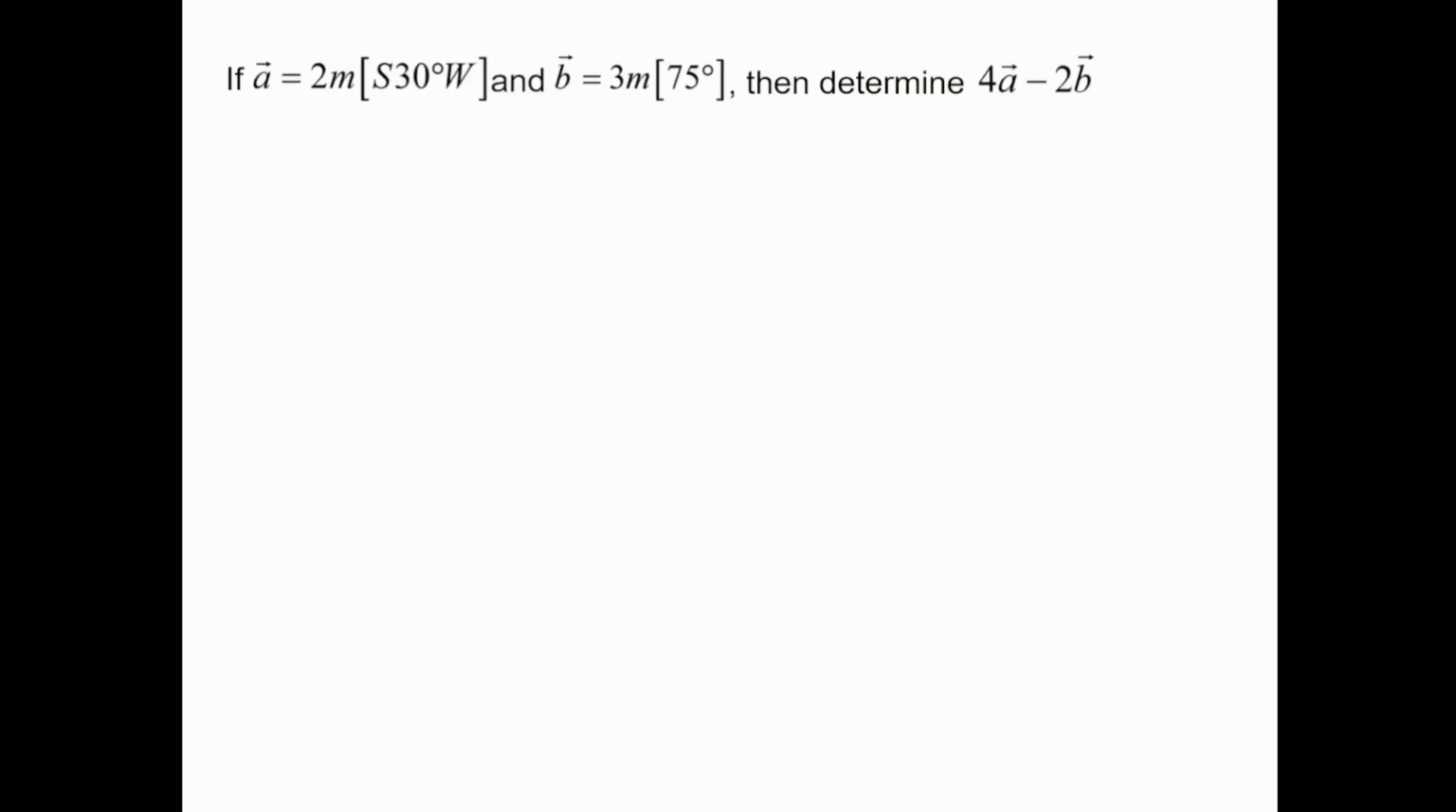Let's look at another question that combines a few of the things that we've been talking about. So I have vector A that equals 2 meters, and its direction is south 30 degrees west. Then I have vector B that equals 3 meters, and it's just at 75 degrees. We're going to assume that that's 75 degrees from north, just because no other information has been given. So now we're being asked to determine 4A minus 2B. Well, 4A just simply means that it's 4 times the length of vector A, and 2B just means it's 2 times the length of vector B, but the negative means that it's in the opposite direction.